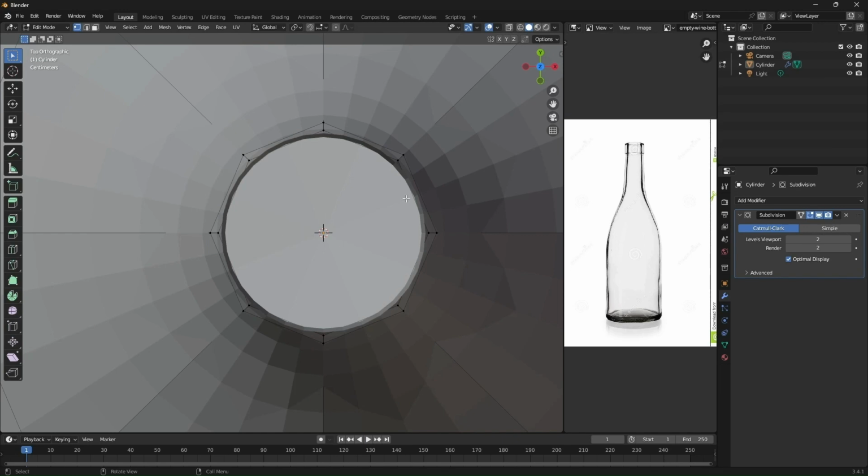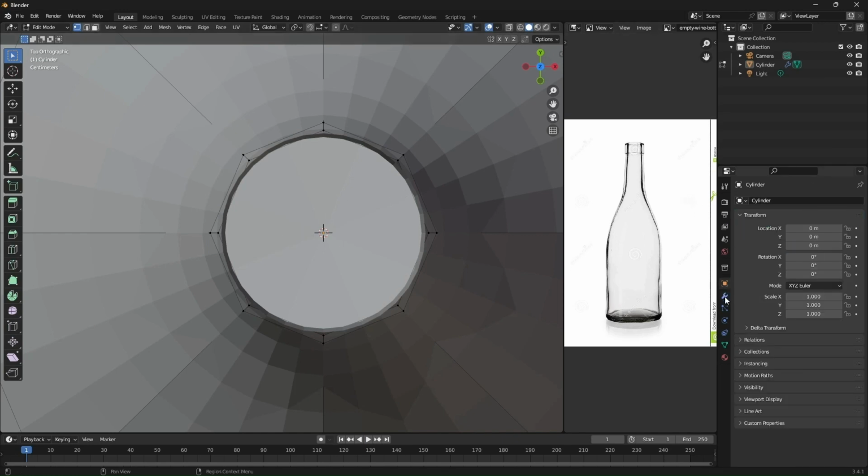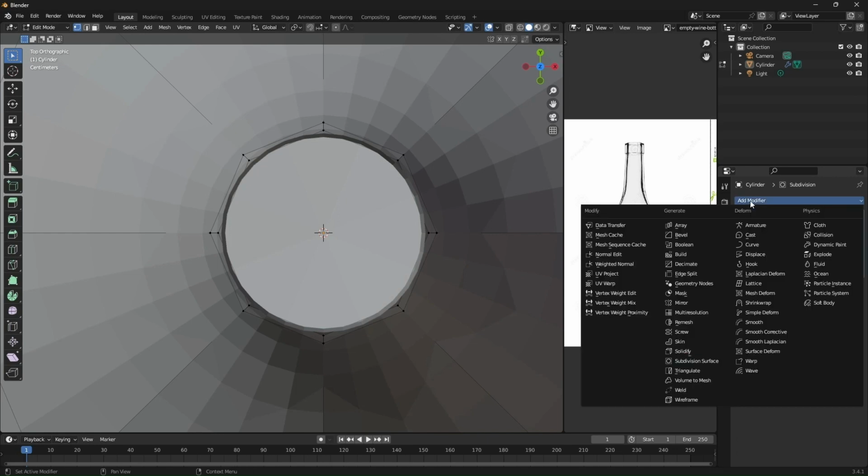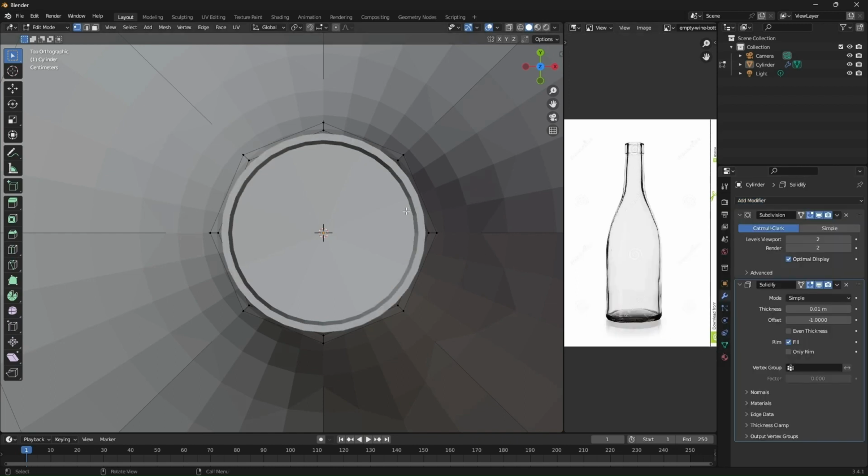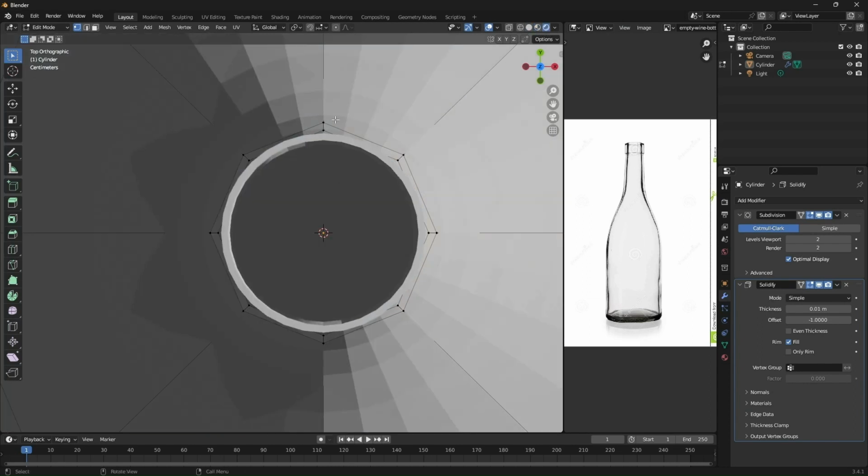Next, while I have this view, I'm going to add another modifier. This modifier is going to be the solidify modifier. This will allow me to add some thickness to the model. You can't really see it too well. Let me see if there's a different view, here we go. So you can see the thickness has been added. I'm going to increase it just a little bit. So there goes the thickness of the cylinder.